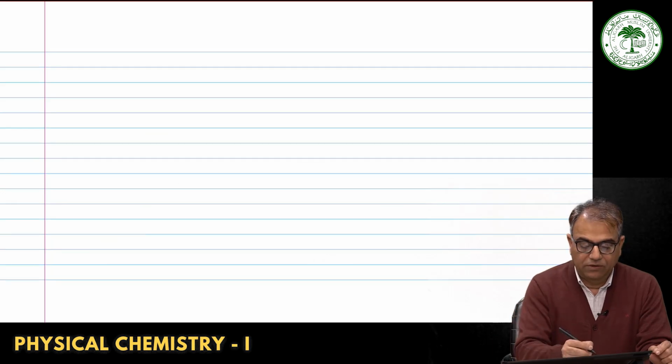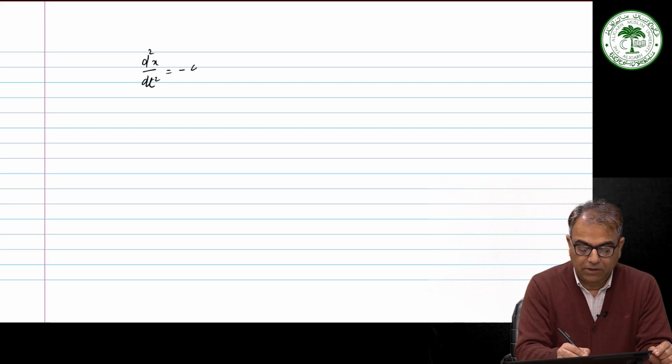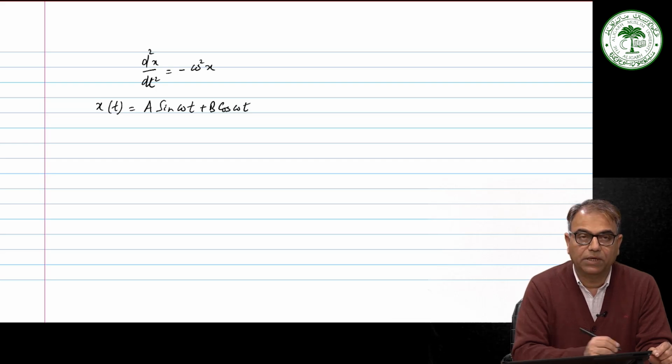So, d square x by dt square is equal to minus omega square x. So, the solution will be x at time t is equal to a sin omega t plus b cos omega t.